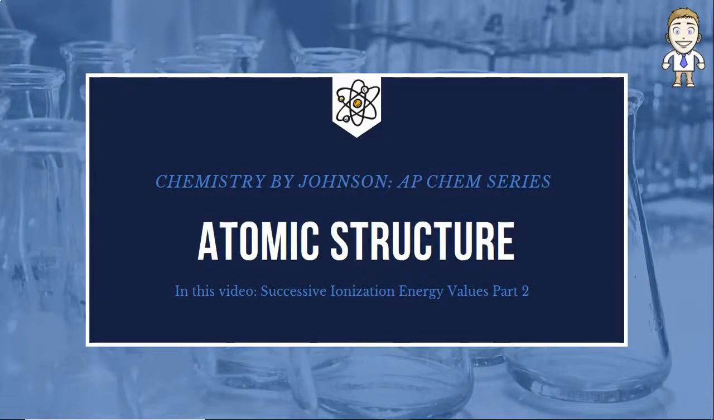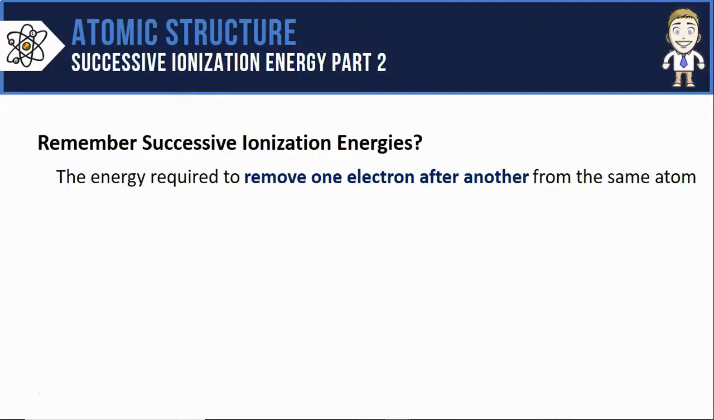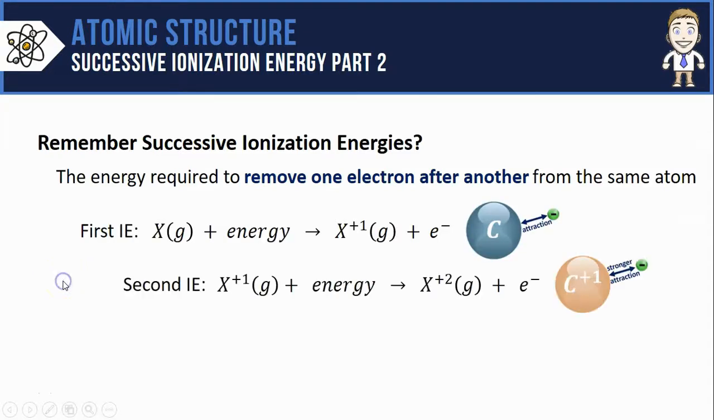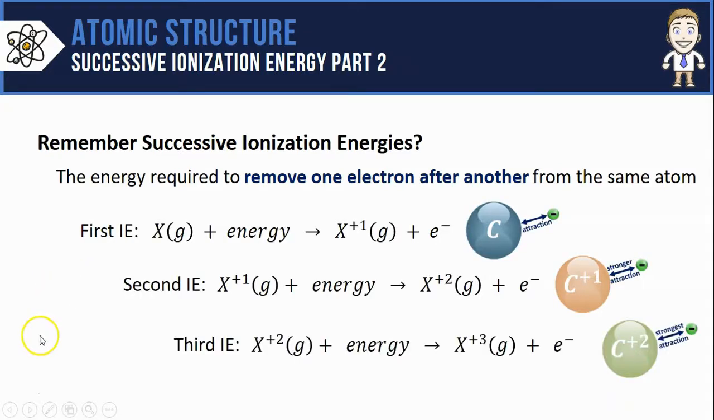Hey everyone, in this AP Chem series video, I'll explain why sometimes there are extremely large increases in successive ionization energy values. First, remember that successive ionization energies are the energies required to remove one electron after another from the same atom, like we're showing here with these three subsequent equations.